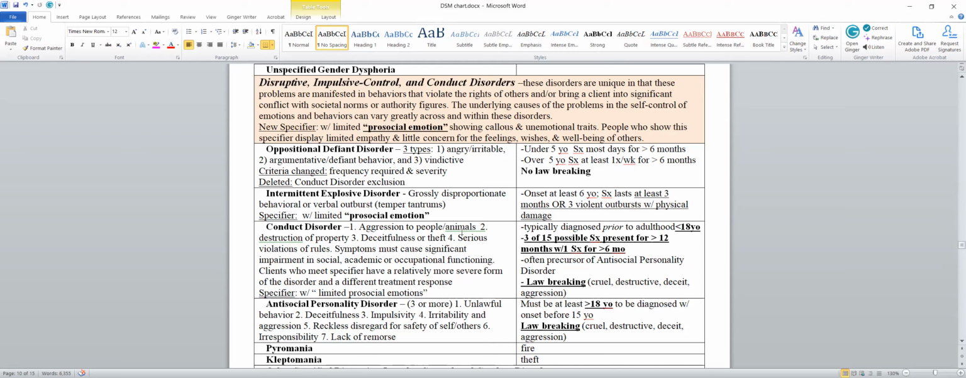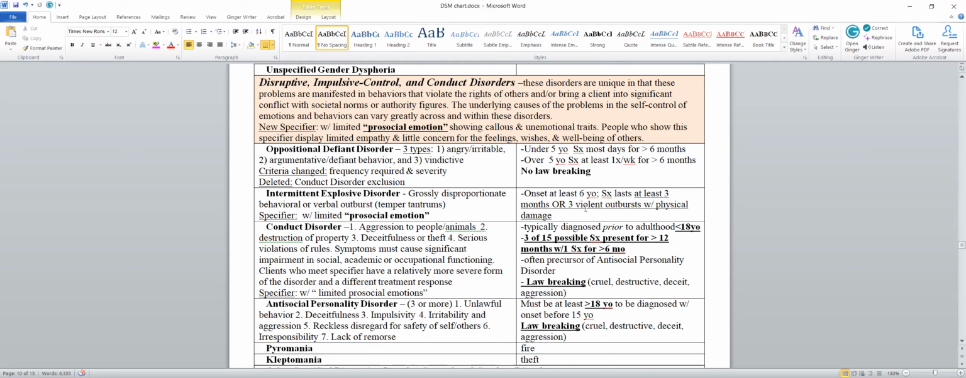The specifier with limited prosocial emotion can also be used with conduct disorder, which means showing callous and unemotional traits. People who show this specifier display limited empathy and little concern for the feelings, wishes, and well-being of others. Law breaking is part of conduct disorder. So cruel, destructive, deceitful, aggressive. This is a precursor to antisocial personality disorder.